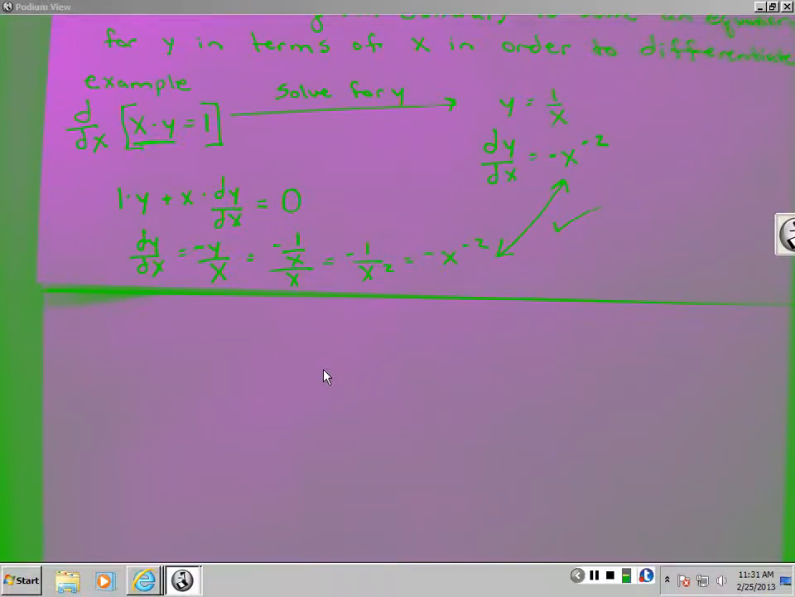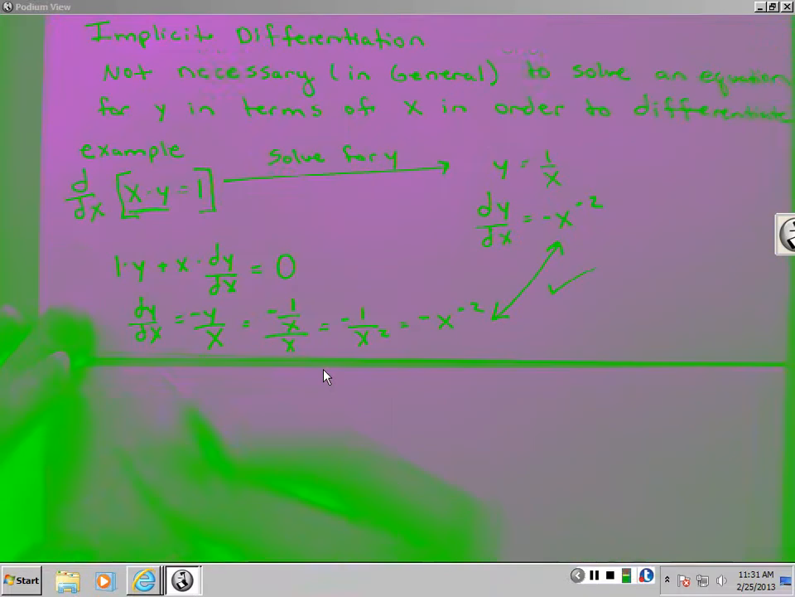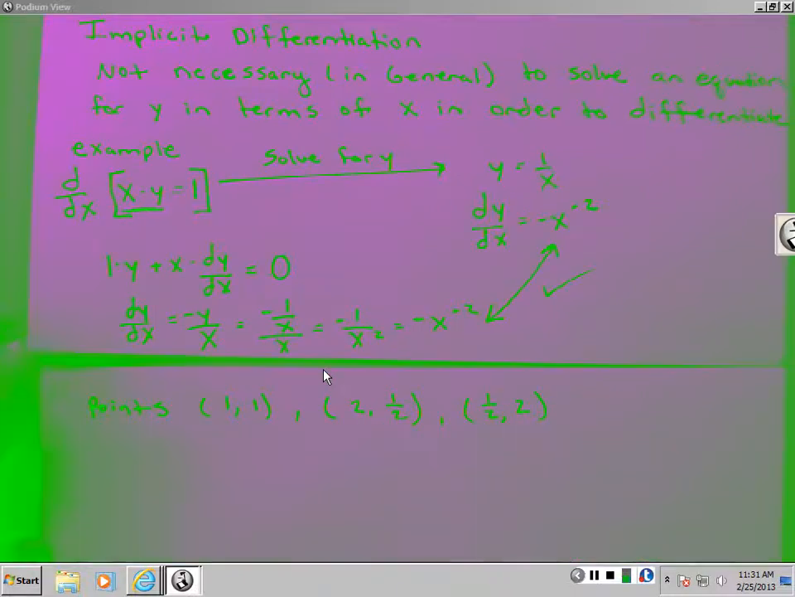So let's look at some points. What are some points? If x was 1, y would be 1. If x was 2, y would be a half. If x was a half, y would be 2, right? Those are 3 separate points that satisfy the relationship x times y equals 1. 1 times 1 is 1. A half times 2 is 1. 2 times a half is 1.